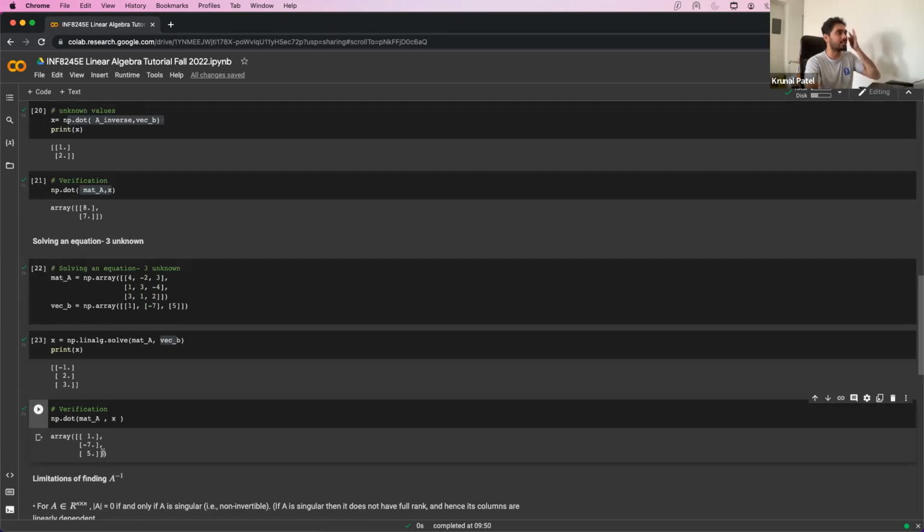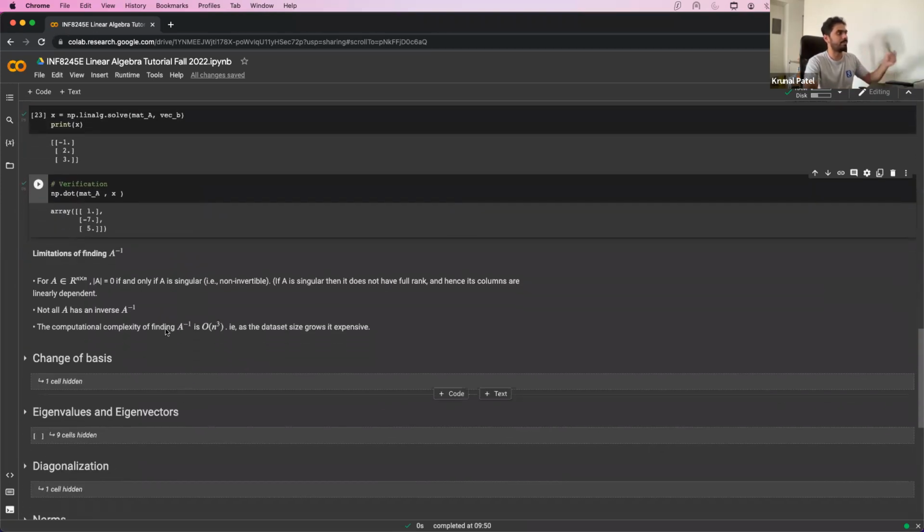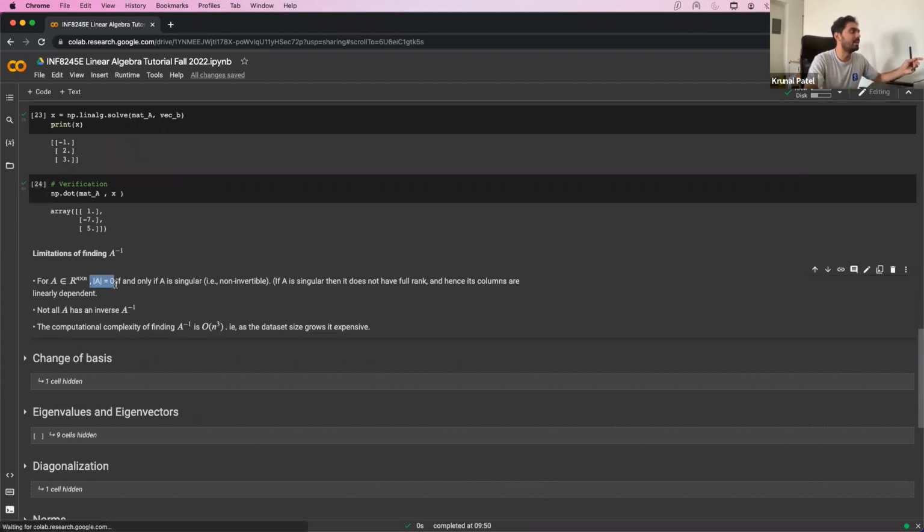So this is how you will do things in NumPy. Okay, so those are the basic parts of solving equations. And when you cannot find the inverse, it's basically because the determinant is 0 or A is singular, right? So if you have a matrix which does not have a full rank, then we will call it a singular matrix.